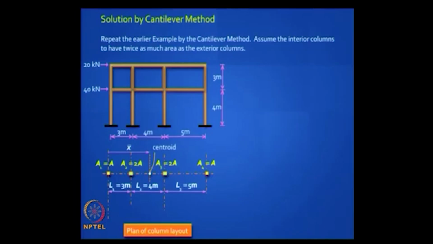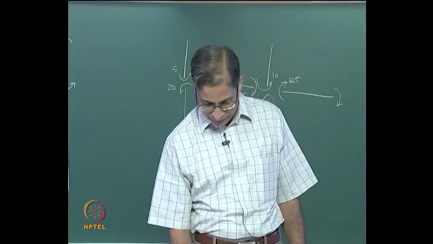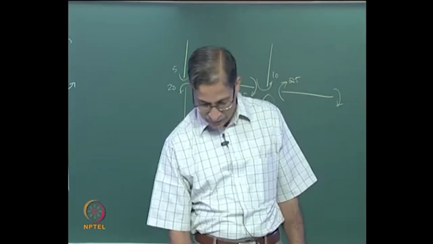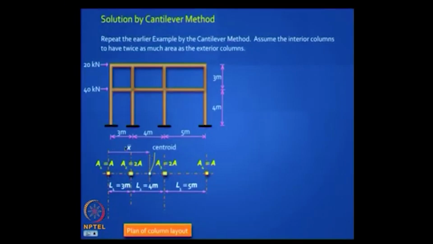Can you locate the centroid x bar? Will you do it quickly? What is x bar equal to? It is easy to do. You take moments of areas about the left edge. So it will be what? Total area is 2 plus 2 plus 2, 6A. 6A into x bar is equal to 2A into 3 plus 2A into 7 plus A into 12, right? Will you work it out? What do you get?